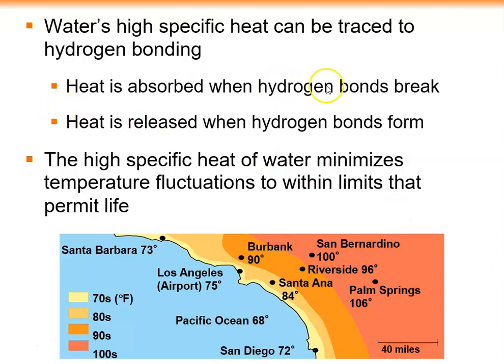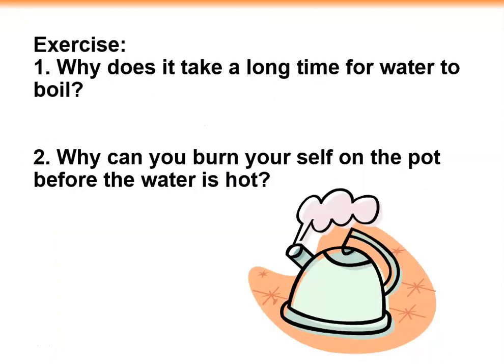Why? Because heat is being absorbed when hydrogen bonds break, and heat is released when hydrogen bonds form. So water molecules bumping into each other are constantly making and breaking hydrogen bonds instead of increasing their motion. So if we can think of this question, why does it take a long time for water to boil? Because you need to add a whole lot of energy so that you're not just making and breaking more bonds, but that those water molecules themselves are actually moving faster and increasing their temperature.